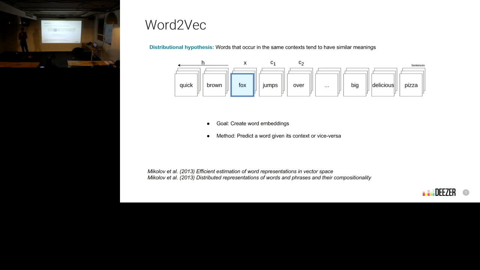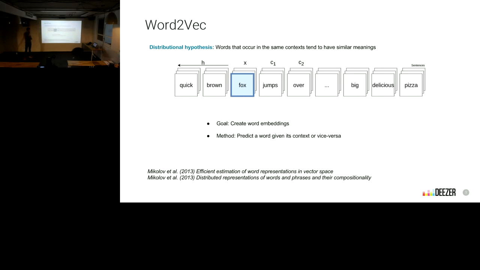So Word2Vec is used to create word embeddings, as I said, and it uses the distributional hypothesis, which is a hypothesis from linguistics that states that words that occur in the same context tend to be similar. So, for example, here in the sentence "quick brown fox jumps over," if you replace the word "fox" with the word "dog," then the sentence still holds. This sentence might appear in the data set, and then we'll derive from that that fox and dog are somewhat related.